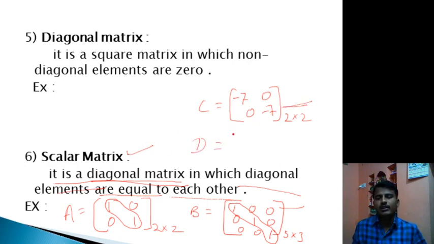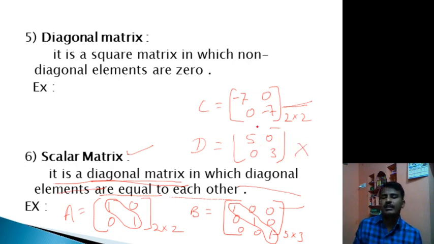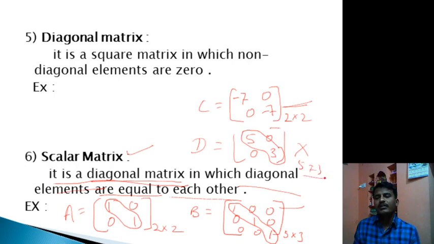Take one more example. D equal to [5 0; 0 3]. Can you say that it is a scalar matrix? No, it is not a scalar matrix, but it is a diagonal matrix because diagonal entries are different. 5 is not equal to 3, isn't it? So these are examples of scalar matrix.